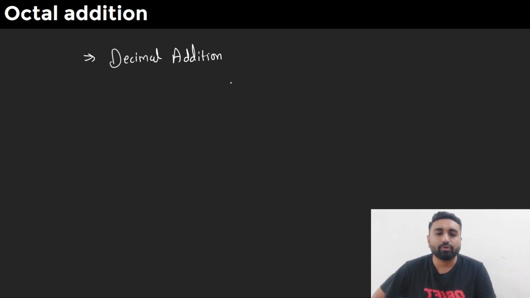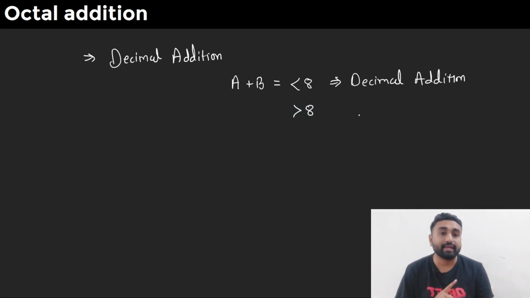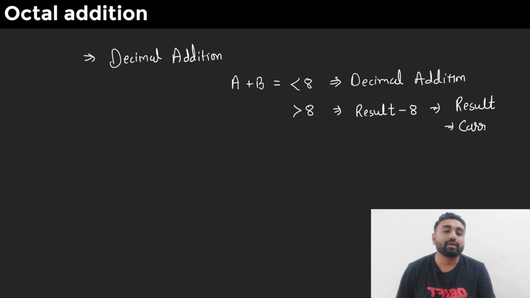Let's say you are adding any two numbers, a plus b. The addition will be as the decimal addition only. If the result is less than 8, then it will be as per our decimal addition, so here you don't have to make any kind of change, the result will be as it is. But let's say the result is greater than 8. Then from the result you need to deduct 8, and that will be your final result. And here also you need to consider that there will be one carry.